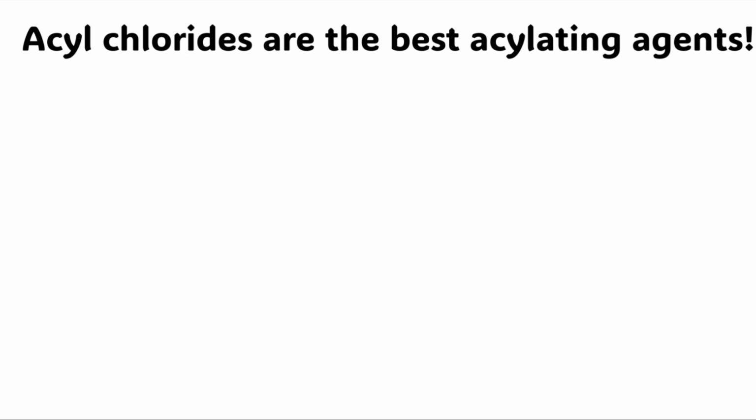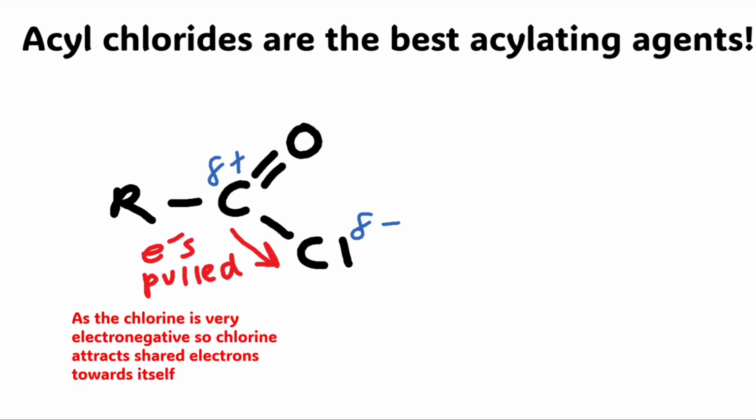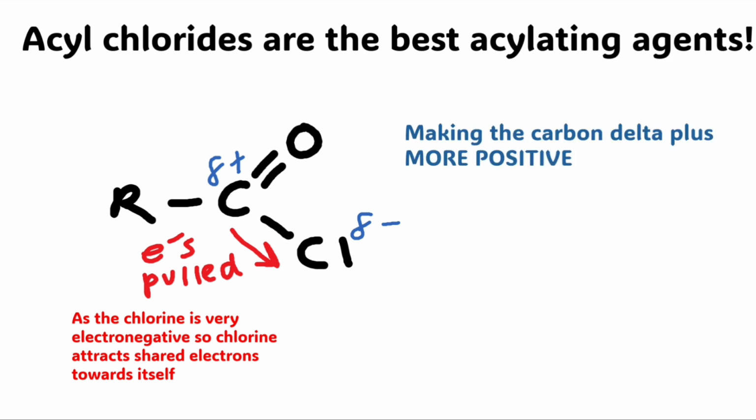So acyl chlorides are the best acylating agents. Okay, they're the go-to ones. So here's our acyl chloride, and I'm going to show you why they are the best acylating agents. Well, this carbon is delta plus, it's positive, and the chlorine is delta negative, it's electronegative. The chlorine attracts the shared pair of electrons. They are pulled towards the chlorine. So therefore the chlorine becomes more electronegative, making the carbon more positive.